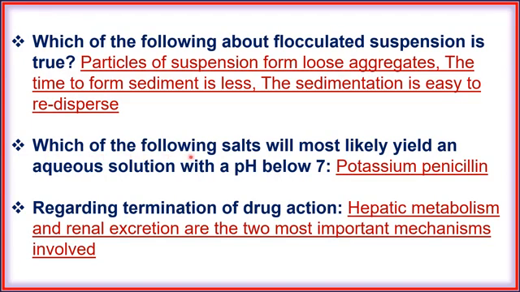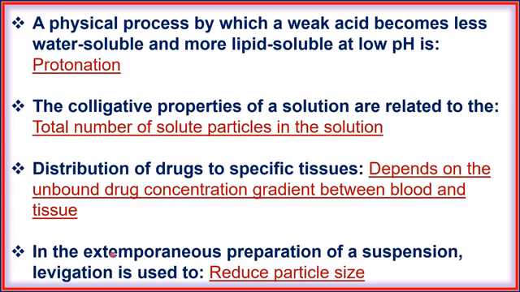Next, which of the following salt will most likely yield an aqueous solution with a pH below 7? Potassium penicillin. Next, regarding termination of drug action, hepatic metabolism and renal excretion are the two most important mechanisms involved. Next, a physical process by which a weak acid becomes less water soluble and more lipid soluble at low pH is protonation. Next, the colligative property of a solution are related to the total number of solute particles in solution.